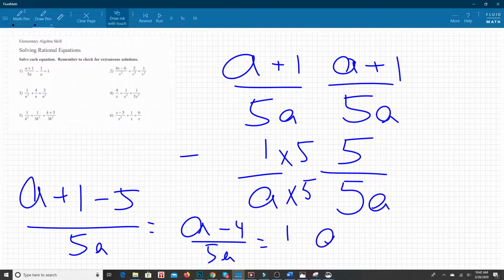That's going to be A minus 4 equaling 5A. I'm going to cross multiply.